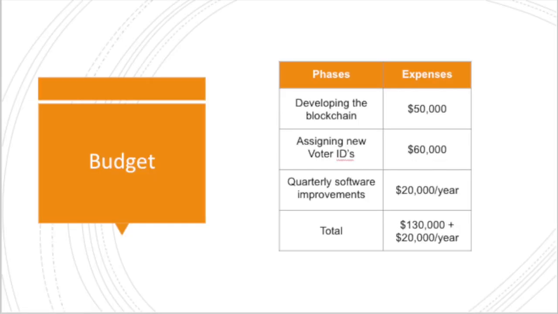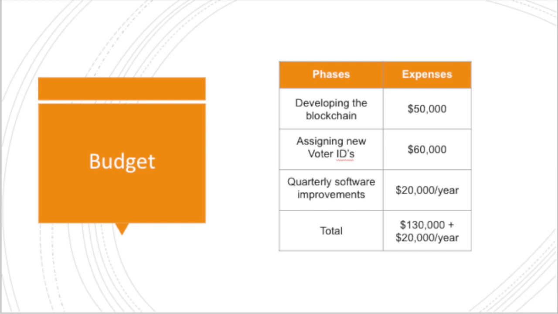The proposed budget for this project is $130,000 with an additional $20,000 per year for future software maintenance. I'll break down the cost further. Creating a secure blockchain system requires a highly skilled software developer, hence the steep cost for this phase. We consider this a worthwhile expense because the blockchain will act as the backbone for the voting system.